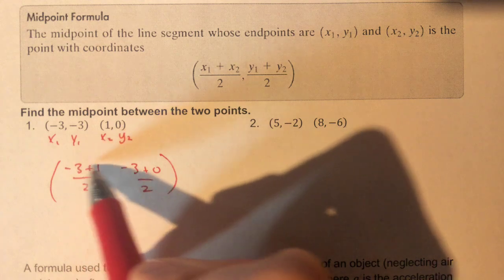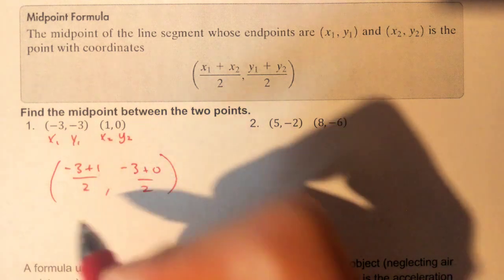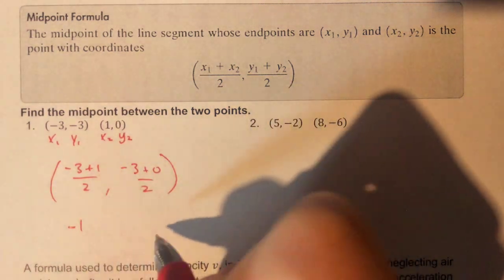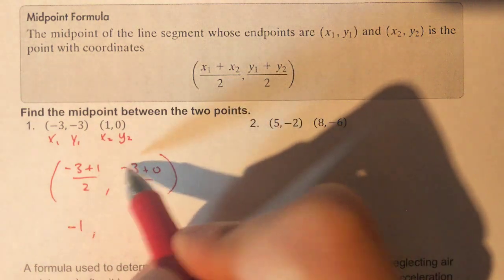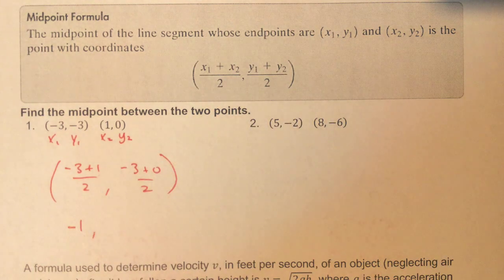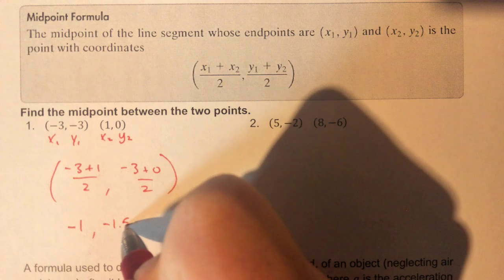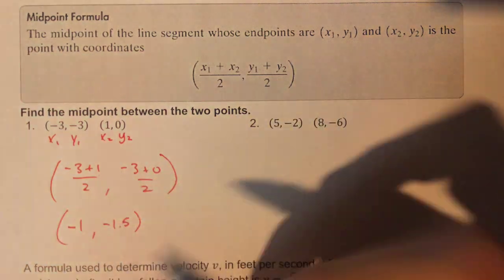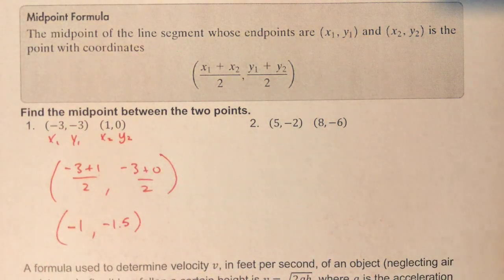Do the math. Negative 3 plus 1 is negative 2. Negative 2 divided by 2 is negative 1. And negative 3 plus 0 is negative 3, divided by 2 is negative 1.5 or negative 3 halves, whatever you want to keep it as. There's the midpoint. Very easy formula.